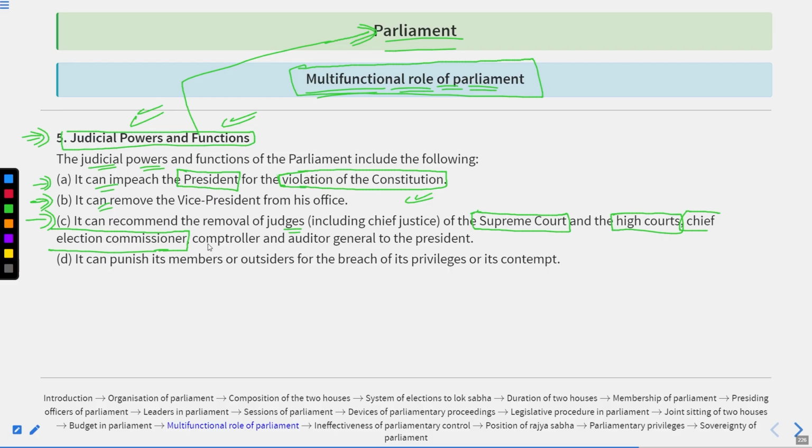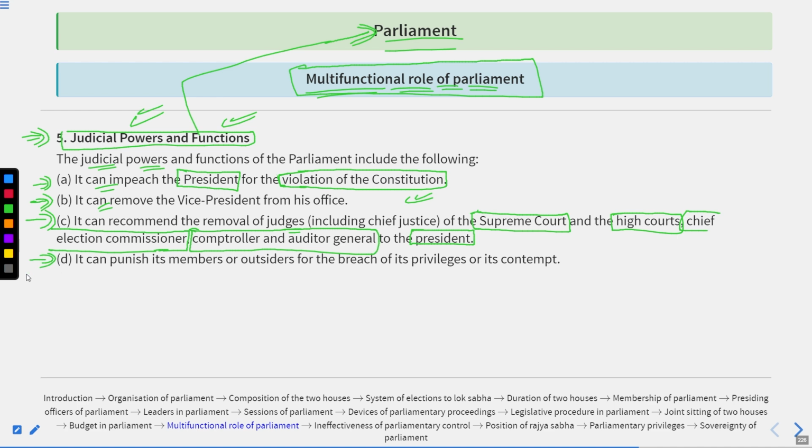Thereafter, the Comptroller and Auditor General of India could be removed by the Parliament. But because all of these are generally appointed by the president on the recommendations of Parliament, remember their removal could also not be direct by the Parliament. It means the Parliament directly could not remove any of these, and these could be removed by the president after the recommendations of the Parliament of India.